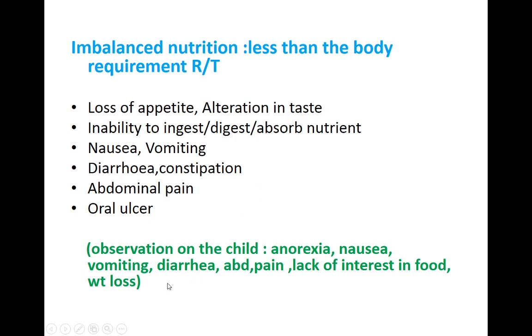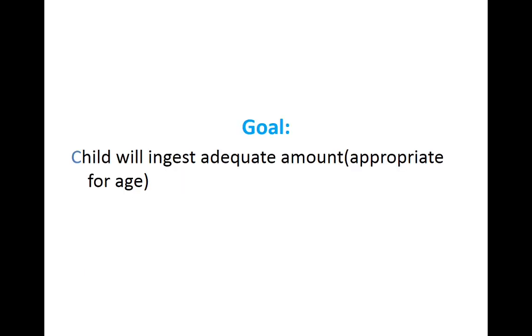You have to justify it. Understand? You have to justify how you are saying that the child is getting fewer nutrients. Could you follow me? So these are the observations you will make on the child. On the basis of that, only then can you say that this child is having this nursing problem.